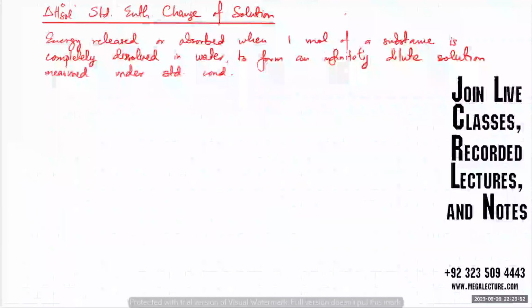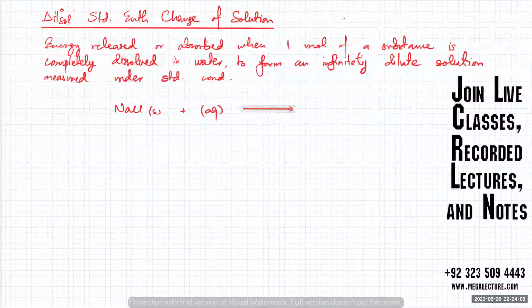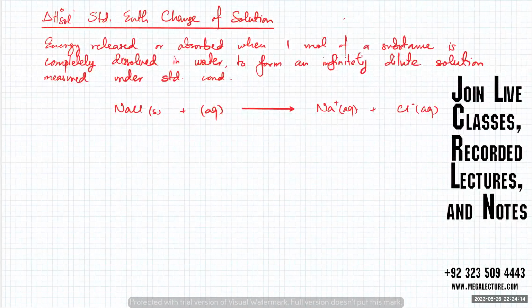So if I have 1 mole of anything, if I have 1 mole of salt, NaCl, solid, I'm going to mix it in water. And if it dissolves, it's going to form 1 mole of aqueous ions. So ionic compounds, they always dissolve. So the enthalpy change or the energy that is released or absorbed is going to be known as the enthalpy of solution for the salt NaCl. Is this clear?